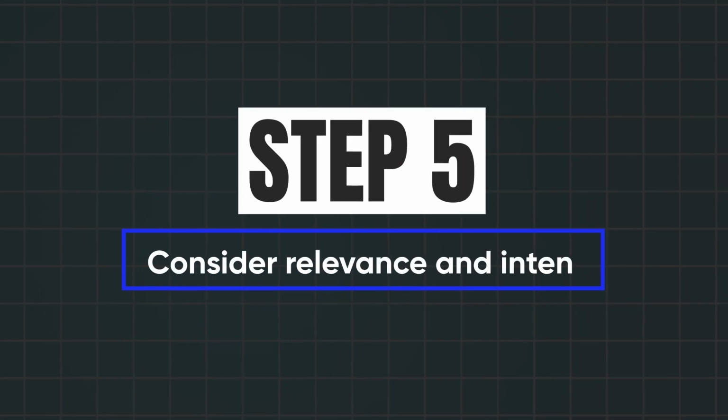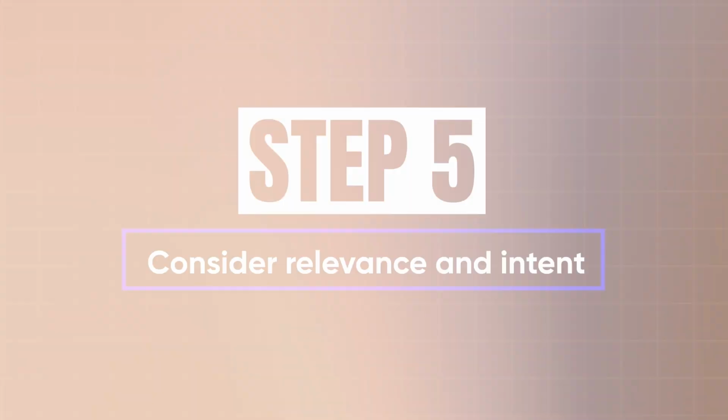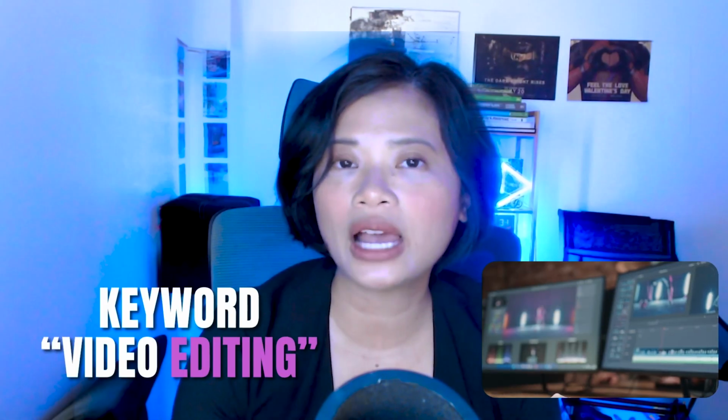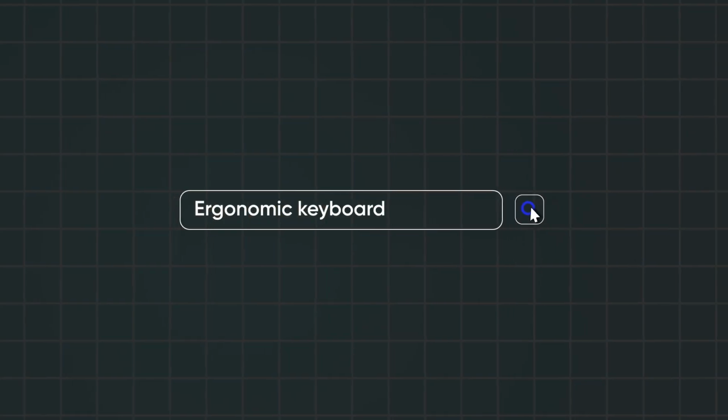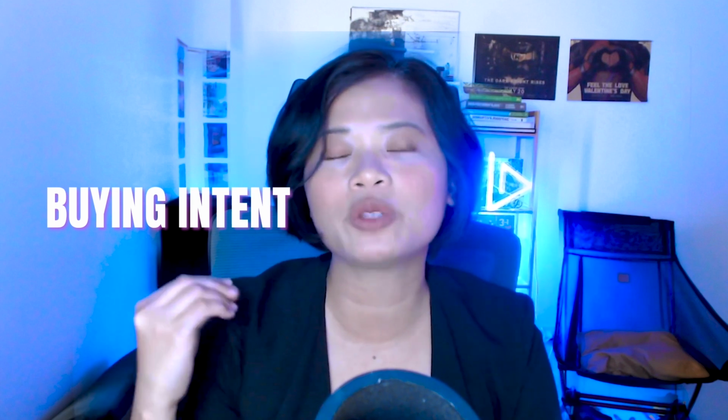Step number 5, consider relevance and intent. So it's not just about numbers, relevance is key. The keywords must align with your video content. Also consider the user's intent. Are they looking to learn, buy, or just be entertained? So for example, I have carpal tunnel syndrome and I would usually search for ergonomic keyboards. So that's a good indicator that I have a buying intent because I'm specifically looking for reviews. And that example keyword right there also gives you an idea of the structure of your videos.